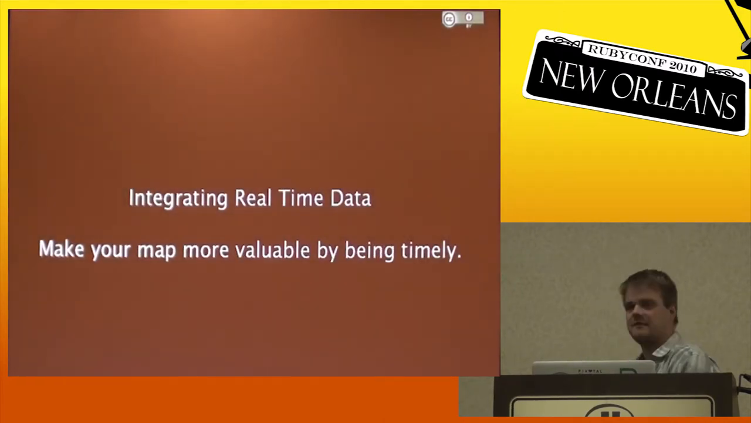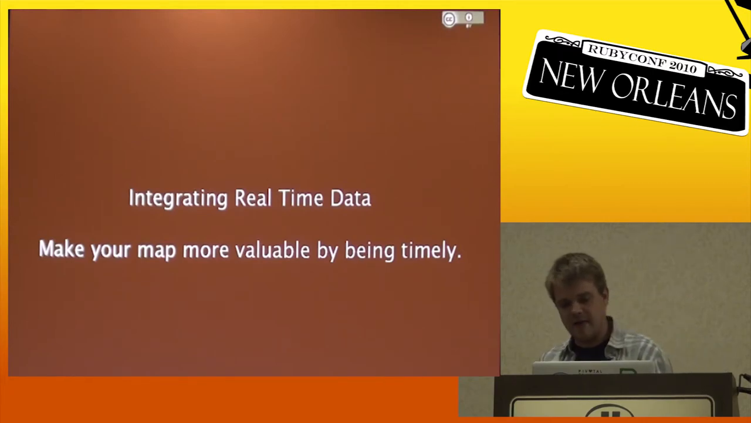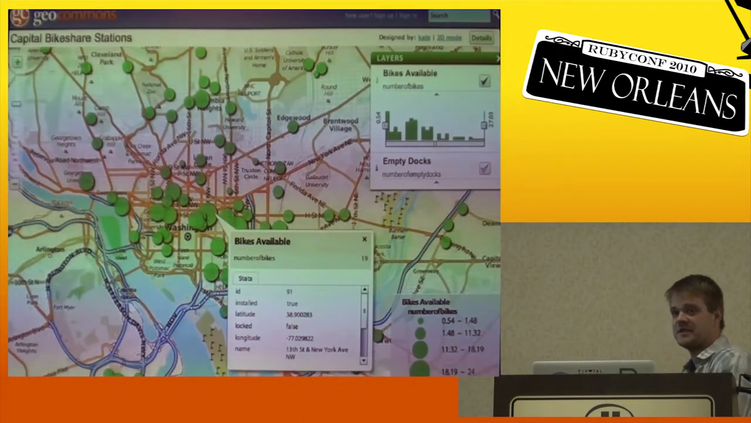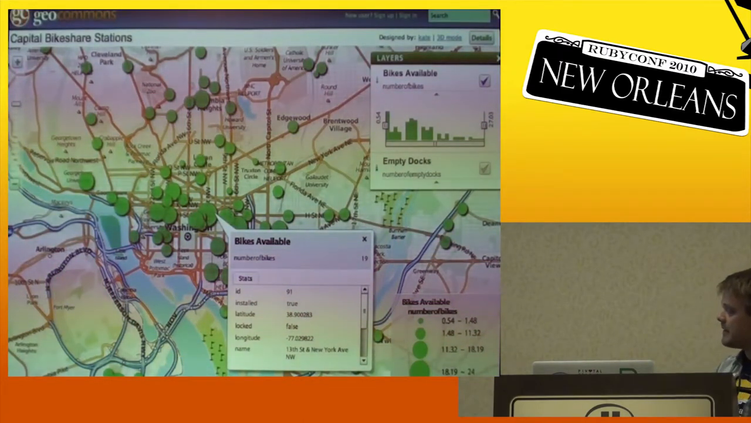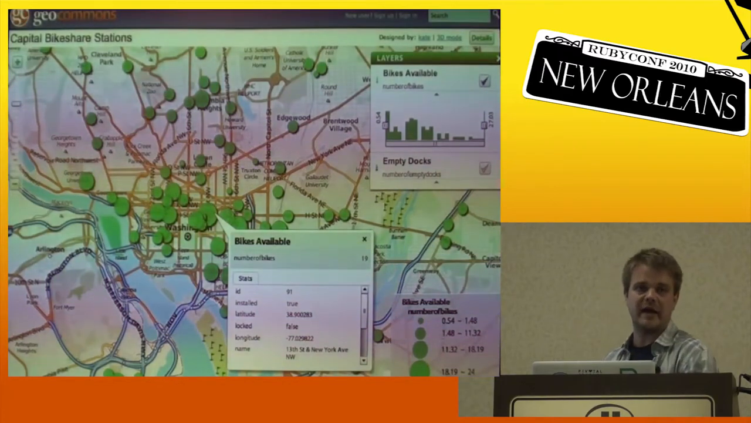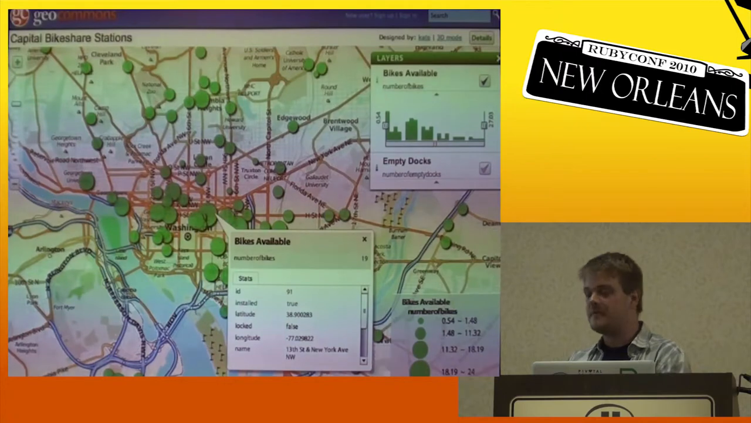Another way to make it more interesting, when you only have dots on a map to display, is to make the data you're displaying relevant because it's timely. This is a map created by Kate Chapman, GeoCommons. What I really like about this map is that it shows the number of bikes available at a bike share location. This is for DC, because that's where I hail from.